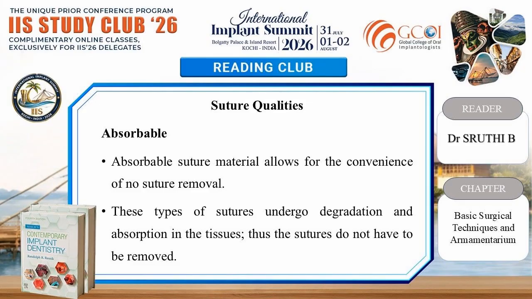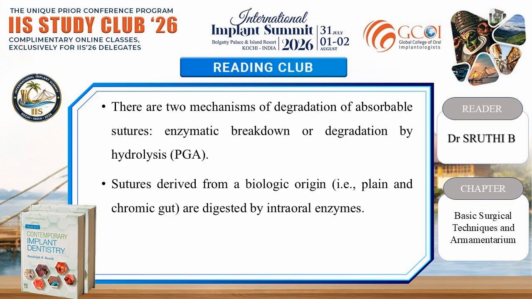Suture qualities. Absorbable. Absorbable suture material allows for the convenience of no suture removal. These types of sutures undergo degradation and absorption in the tissues. Thus, the sutures do not have to be removed. There are two mechanisms of degradation of absorbable sutures: enzymatic breakdown or degradation by hydrolysis, that is PGA. Sutures derived from a biologic origin, that is plain and chromic gut, are digested by intraoral enzymes.